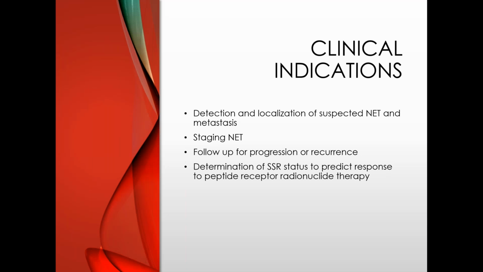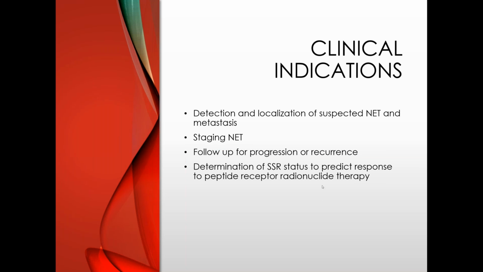So what are the indications for these somatostatin studies? Number one is to detect and localize the tumor and metastasis. Sometimes, although CT and MRI are excellent, they still can't always solve all the problems. And that's when Octreotide scans or DOTA-TATE scans can help the clinician be more confident that that is a neuroendocrine tumor or metastasis. It's also excellent for staging and to follow progression or recurrent disease.